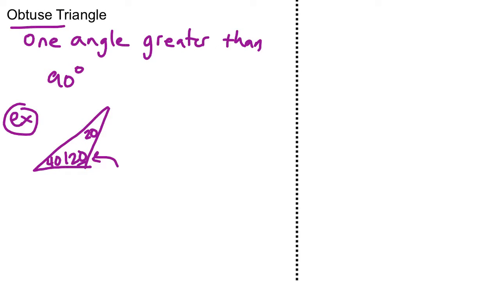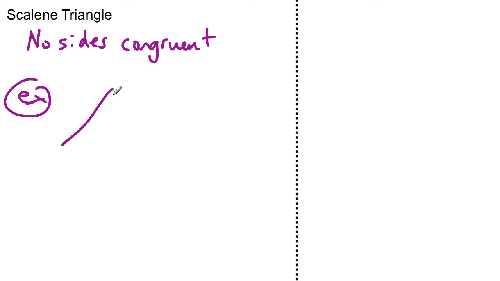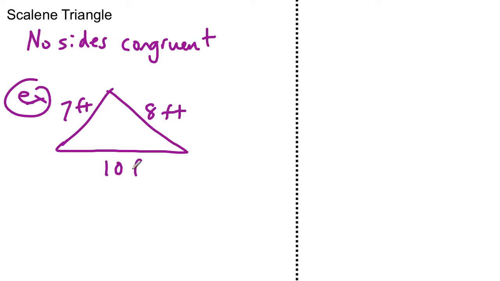Okay, a couple more here, 3 more terms. Scalene is no sides congruent. Okay, an example of this, something that looks like this. You know, maybe you have this triangle where this is 7 feet, maybe this is 8 feet, and this is 10 feet, right? None of them are the same, so it's a scalene triangle.